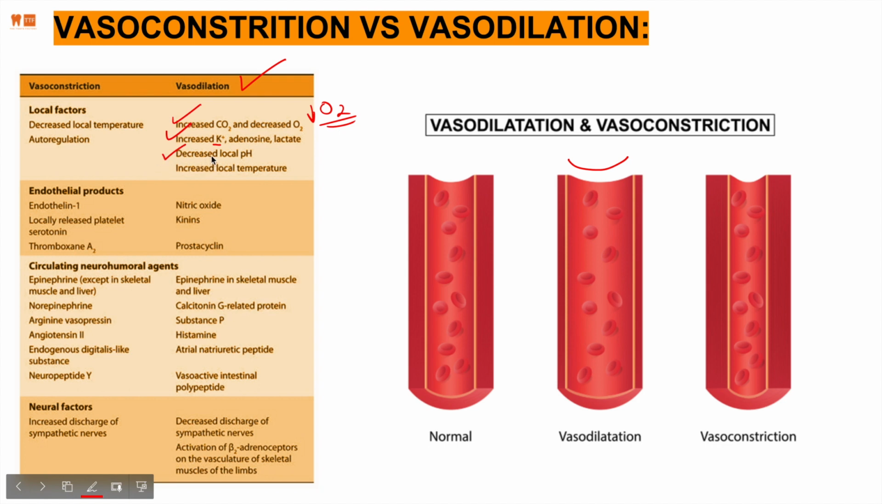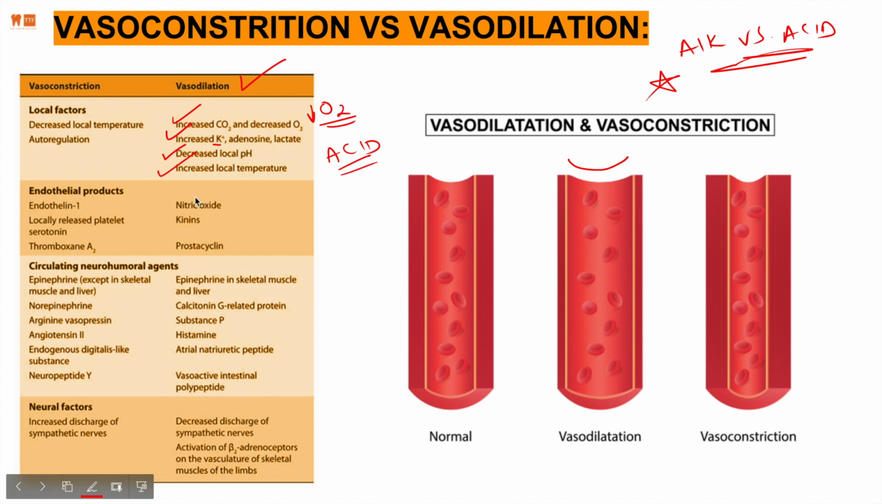Decreased local pH. So if the environment is acidic, that's when vasodilation takes place. Now, I just want to make this clear because in the future, we will come to a lecture of alkalosis versus acidosis. So keep that in mind. We will come to this lecture. Acidic, a decrease in local pH, is an increase in CO2. Okay? Just keep that in mind.